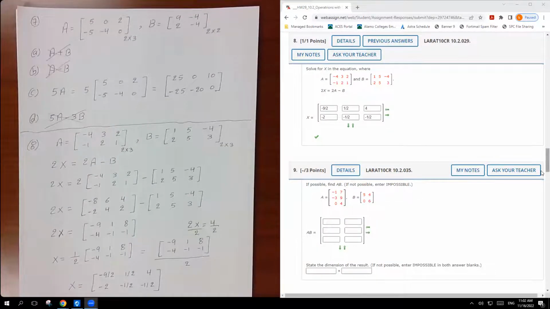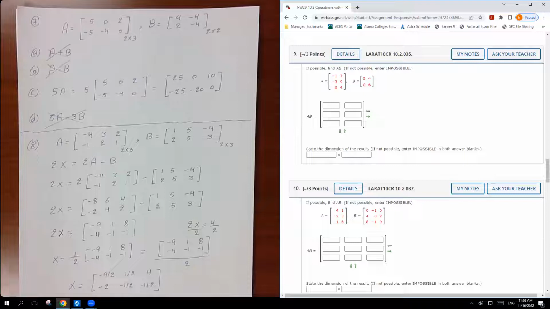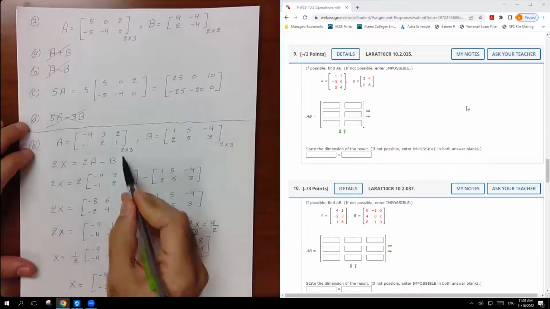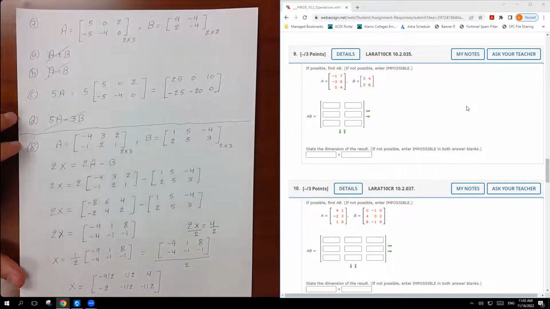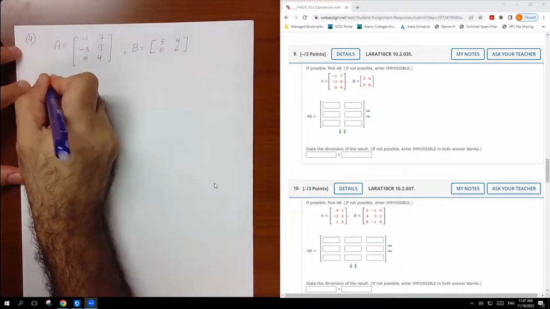Let's move to number 9. For number 9, we're going to do the multiplication between two matrices. Let's check what's the important step when you do the multiplication between two matrices. With addition and subtraction between two matrices, you just have to check the dimension for these two matrices, exactly the same dimension. Let's check if we have multiplication between two matrices. For example 9, we need to find the multiplication between A and B. A times B equal.